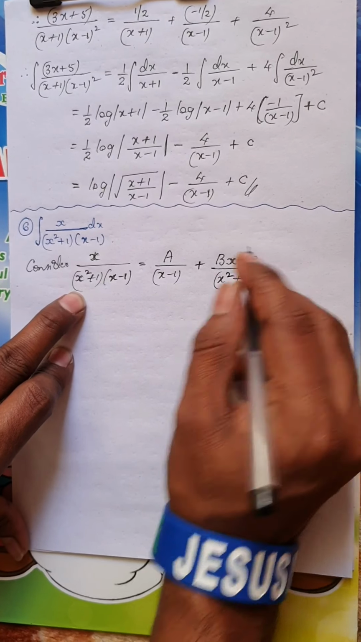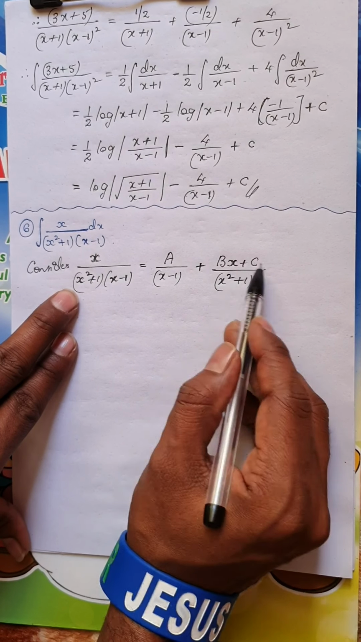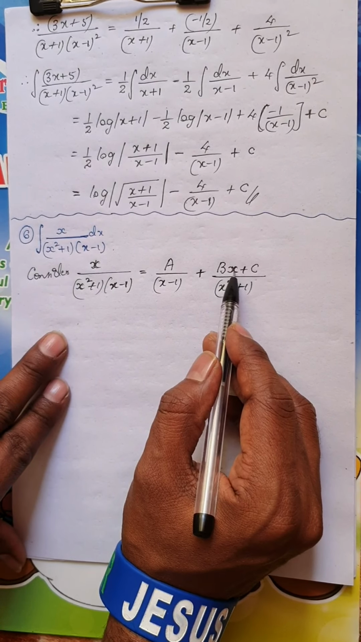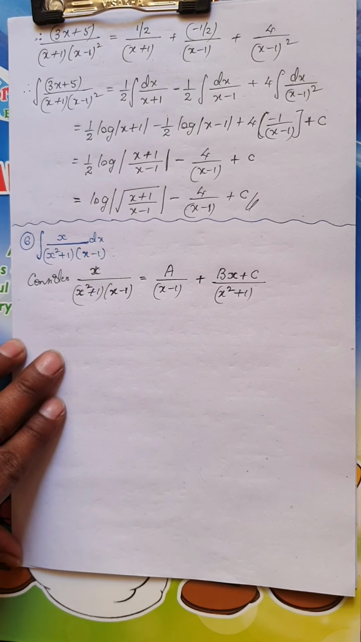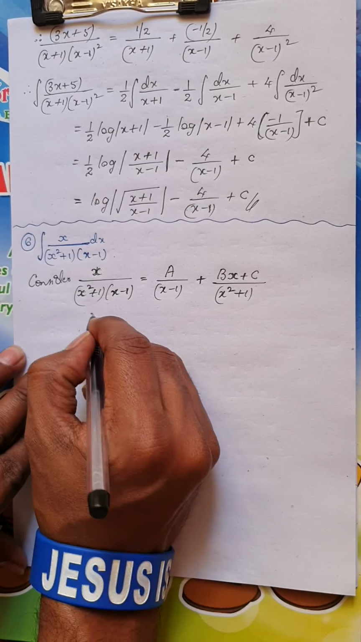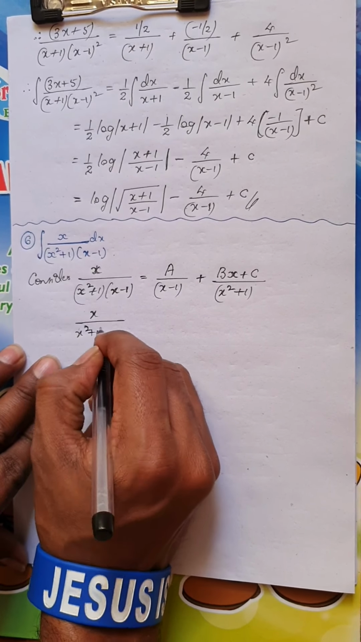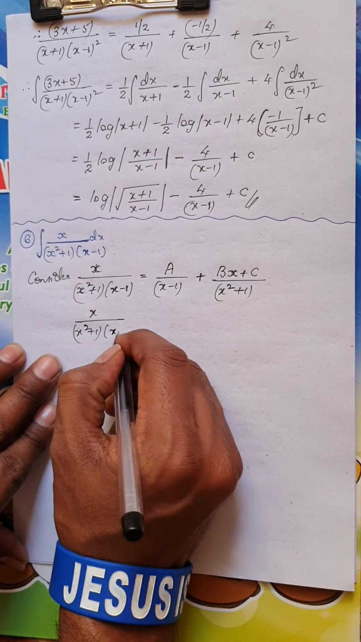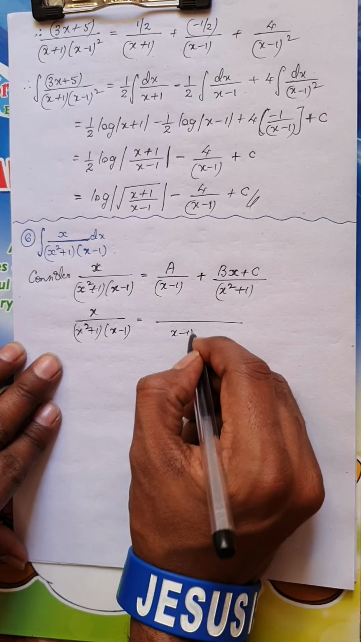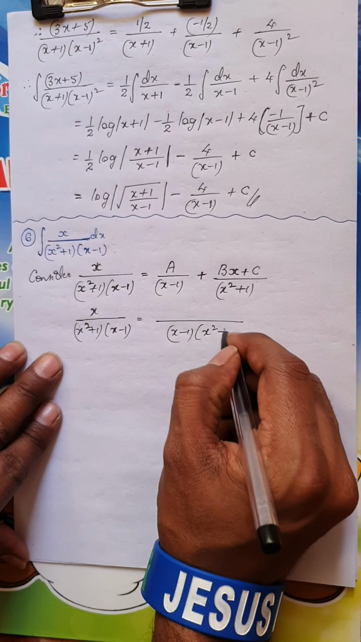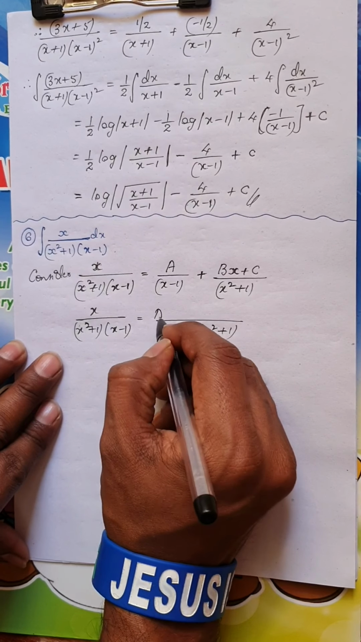Please remember, whenever you are taking a quadratic factor, the numerator would have two constants: a constant times x plus a single constant. Now, we are going to follow the same process. Take the LCM. You have x divided by (x square plus 1) into (x minus 1). If you take the LCM, you will have x minus 1 into x square plus 1.